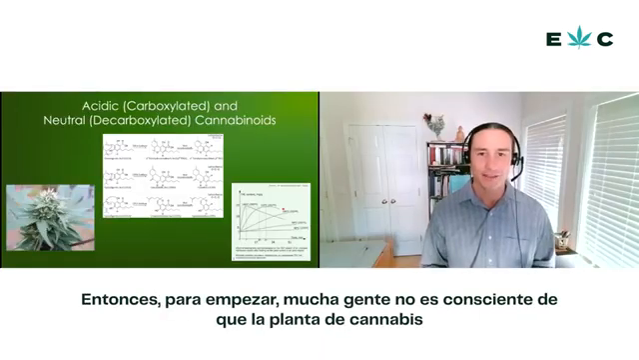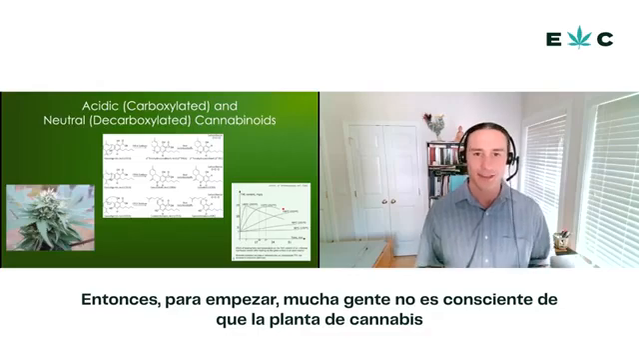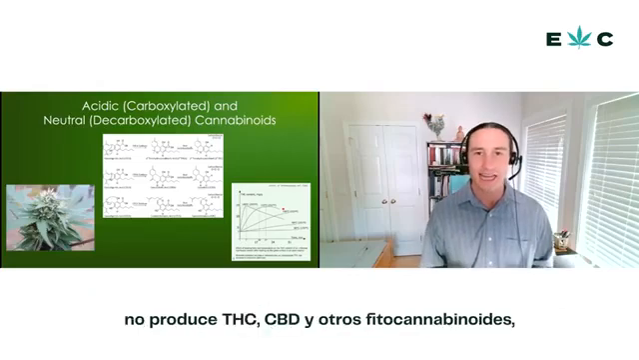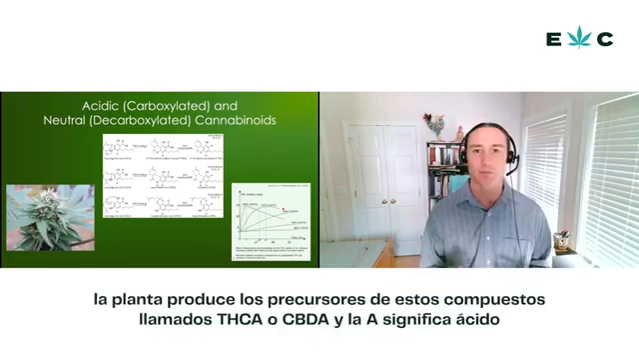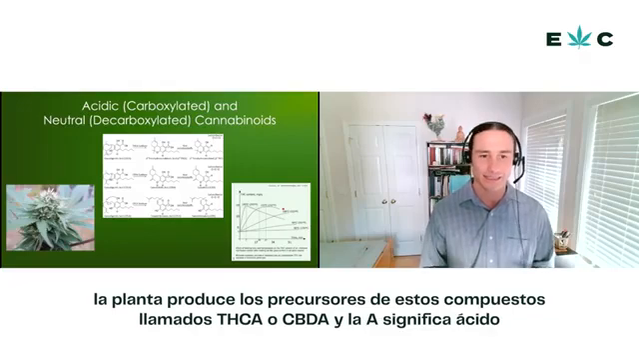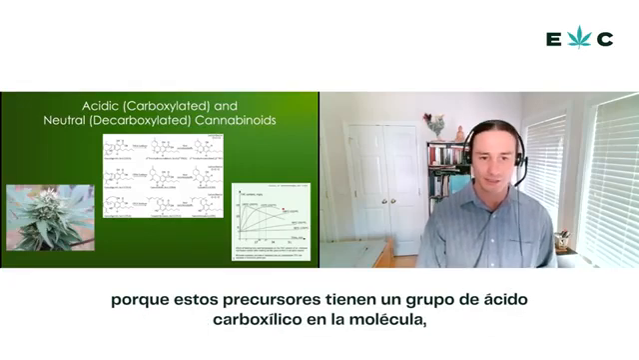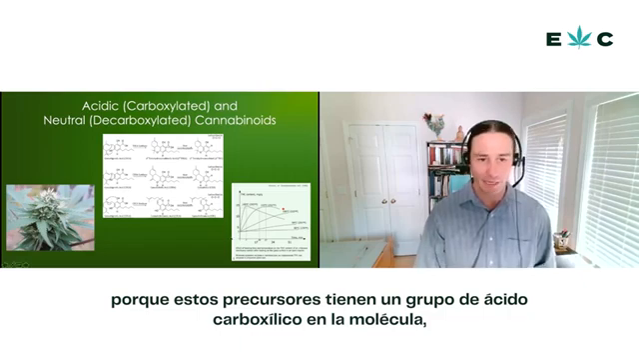So to begin with, a lot of people aren't aware that the cannabis plant does not produce THC and CBD and the other phytocannabinoids, meaning plant-derived cannabinoids that we're the most familiar with. Instead, the plant produces the precursors to these compounds called THCA or CBDA. And the A stands for acid because these precursors have a carboxylic acid group on the molecule.